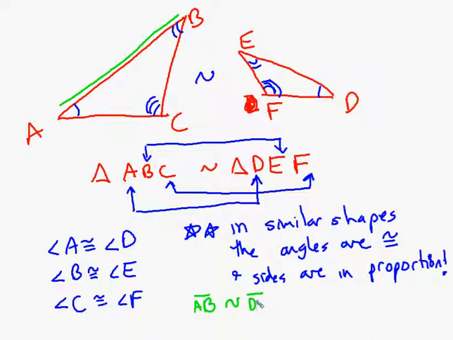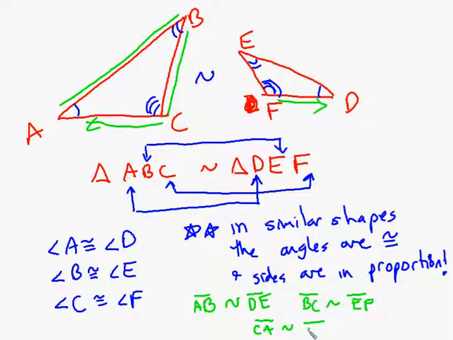It would be DE. Okay, because I went from A to B, so I have to go from D to E. Alright, what side is similar to BC? So BC is similar to EF. So the order is going to matter there. And finally, segment CA is similar to what other segment? Do it in the right order. FD. Okay? The corresponding parts have to line up.